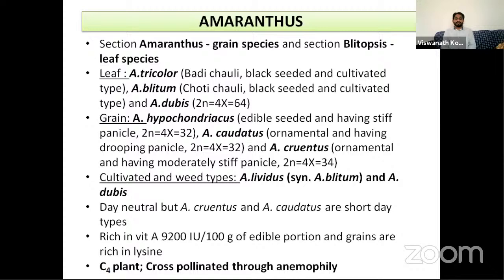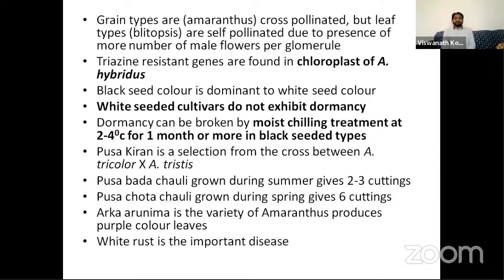Cross pollination through anemophily. That means in the case of beetroot, the pollination mechanism is anemophily, that is, it is done by wind. And in Amaranthus also, the pollination is done through anemophily. In the chloroplast of Amaranthus hybridus, the triazine resistant genes are found. Triazine is a herbicide. These herbicide resistant genes are useful for developing herbicide resistance in crop plants.